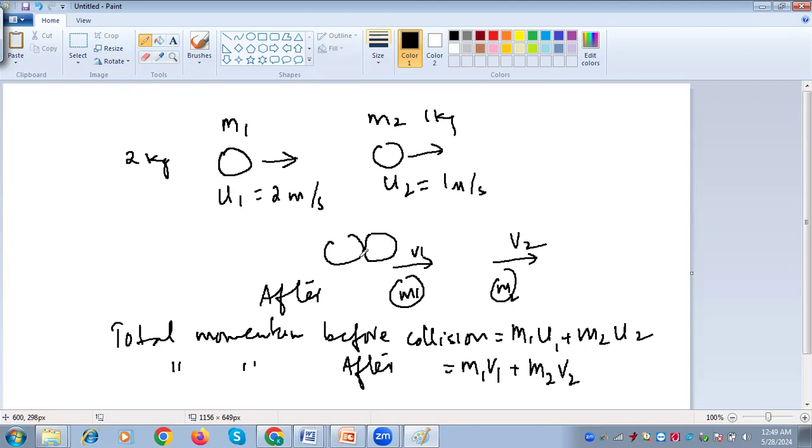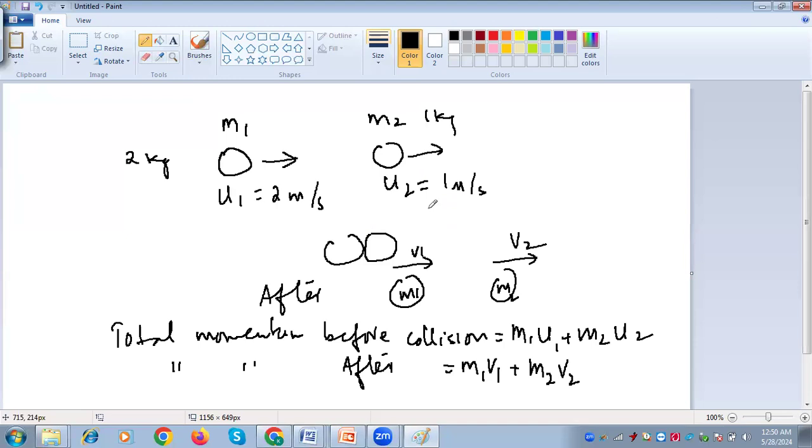What does external force mean here? In the absence of any external force, what do we call that type of system? An isolated system. Here the external force could be friction. Suppose the bodies are moving on a table; we have to ignore the friction or air resistance, or any other external force.